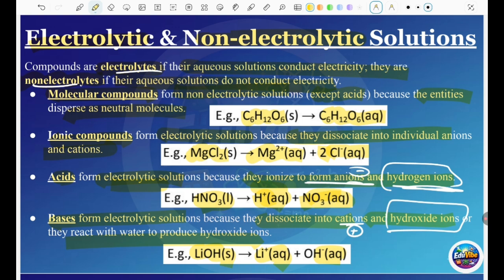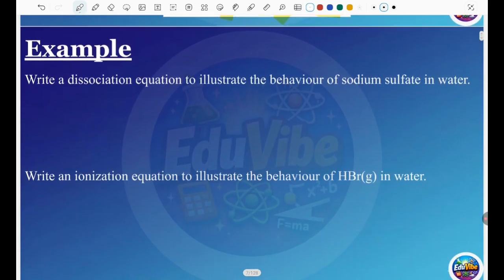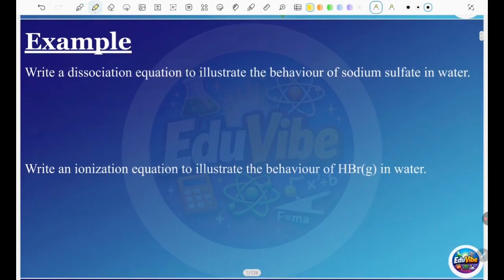So those are the four things we have to know for the solutions in today's lesson. This is a very important thing and you have to know this. Let's do an example. We have to write a dissociation equation to illustrate the behavior of sodium sulfate in water. In your data booklet, you know how to put things together, like how to make the chemical formula.